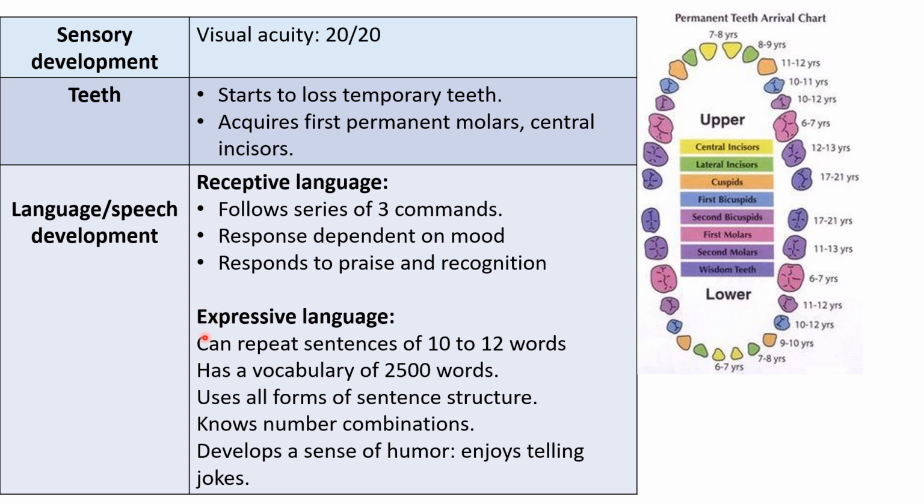Expressive language. They can repeat sentences of 10 to 12 words, have a good vocabulary of about 2500 words, uses all forms of sentence structure. You know that this is the reason why you will be teaching active and passive voice and all the tenses in the school. Knows number combination and how to do the mathematical calculations. Develops a sense of humor and enjoys telling jokes.